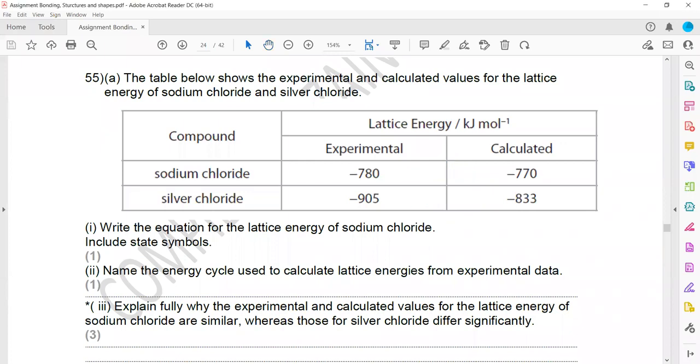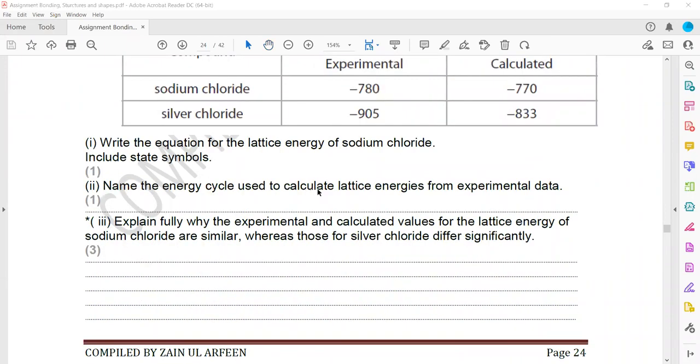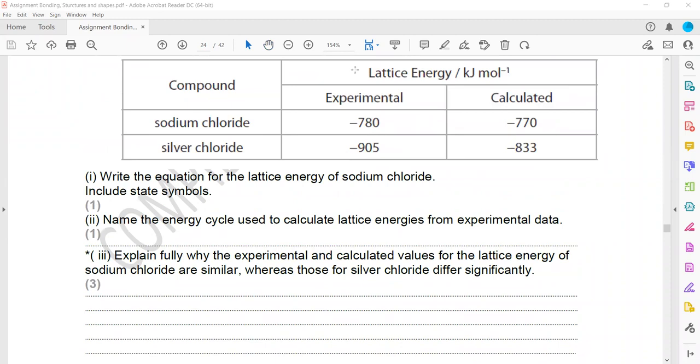So the first part: write an equation for the lattice energy of sodium chloride and include the state symbols. When sodium ion in a gaseous state combines with chloride ion in a gaseous state, it results in the formation of sodium chloride in a solid state. That will be the lattice energy.